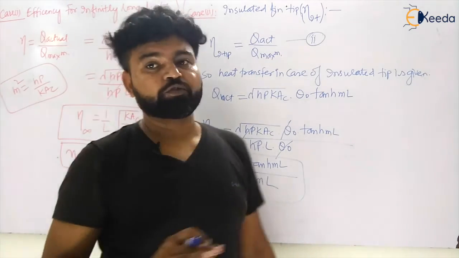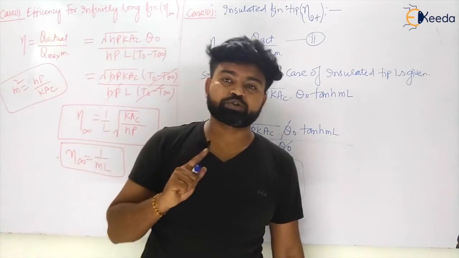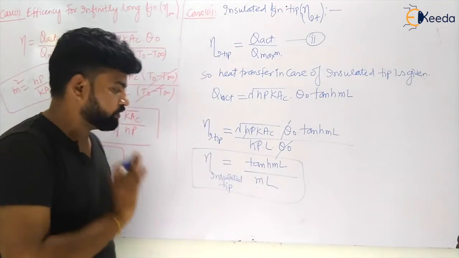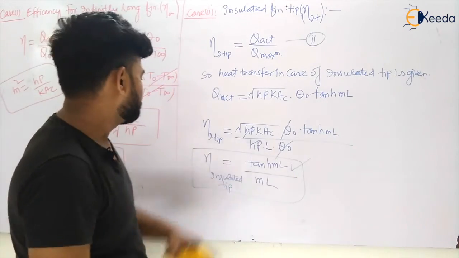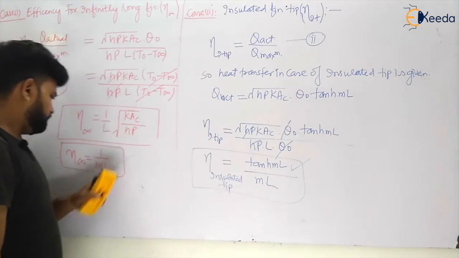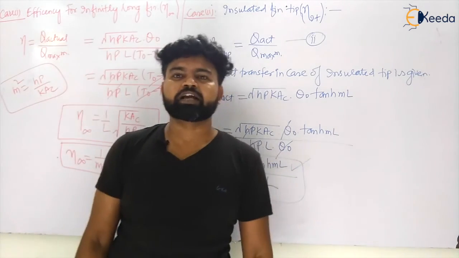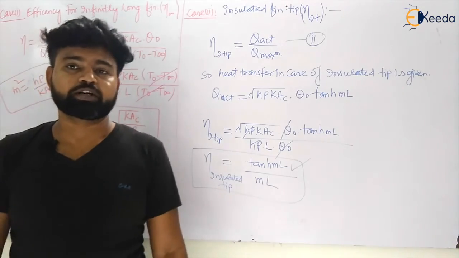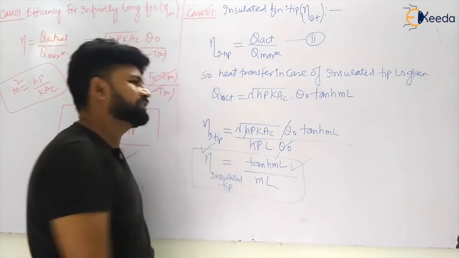And these small formulas are very much important because they can ask questions from anywhere and you have to remember all these formulas. This is simple, tanh mL for insulated, and 1 upon mL for without insulation, that is infinitely long fin. So you can easily calculate the heat transfer, or what we can say, the efficiency of the fin, like this, my dear students.